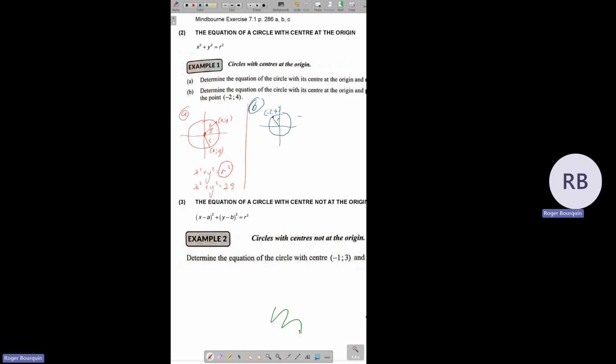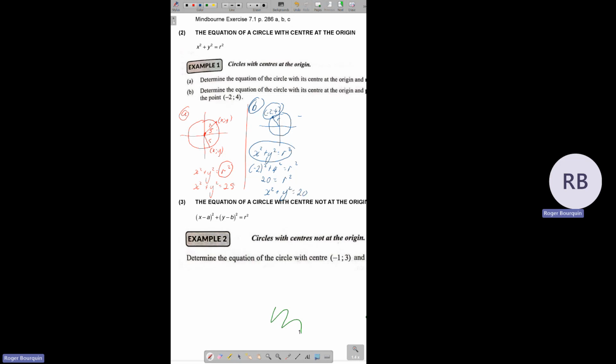So we know the general formula for the equation with center origin is x squared plus y squared is equal to r squared. But if a point lies on the graph, we can sub it into the equation. So if I sub in negative 2, 4, I get negative 2 squared plus 4 squared is equal to r squared, which is 20 is equal to r squared. So you just want to replace r squared with a number. The equation is x squared plus y squared is equal to 20.